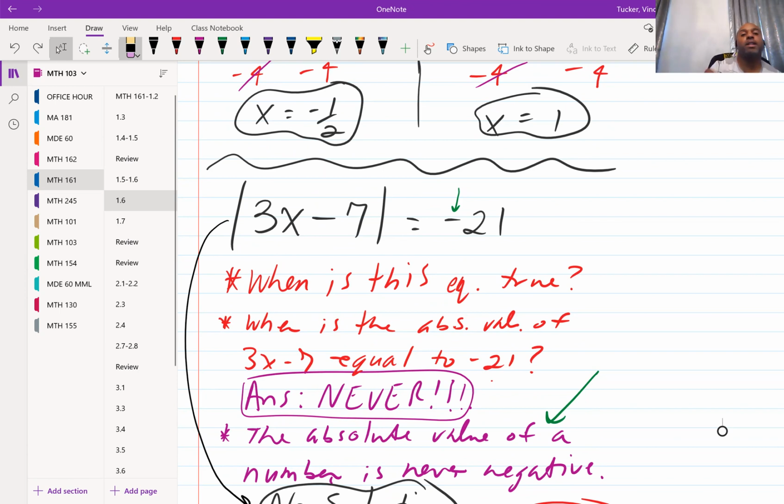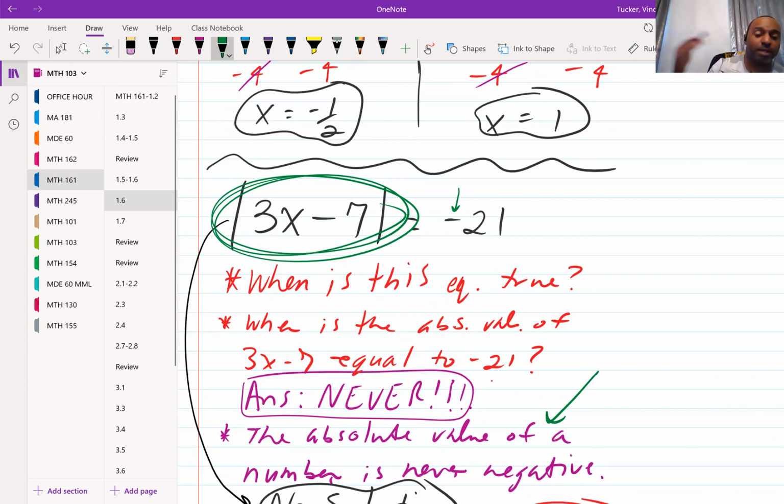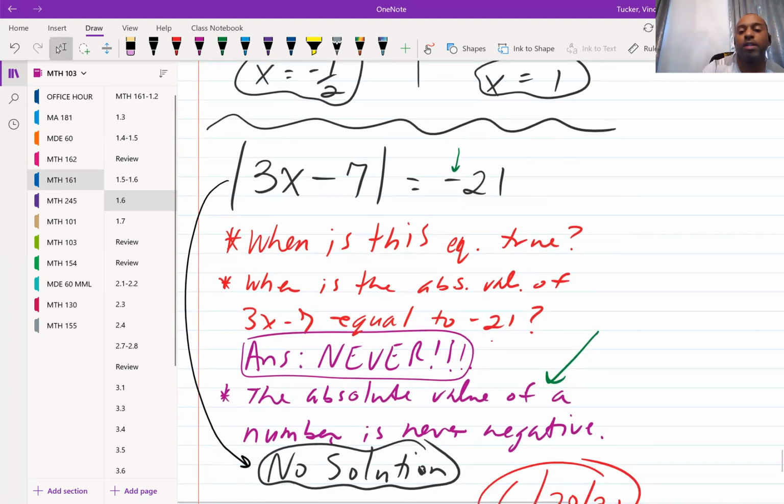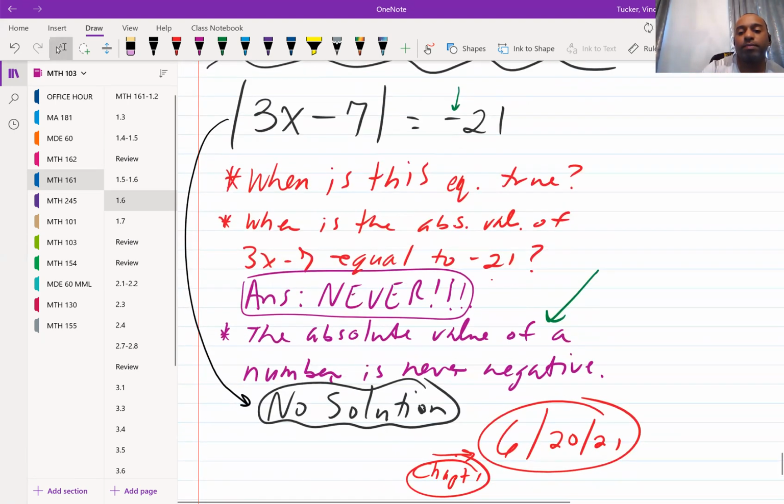So if after you isolated your absolute value, notice that is key here, the absolute value has been isolated already. We have the absolute value of 3x minus 7 equal to, if it's equal to a negative value, the answer is no solution.